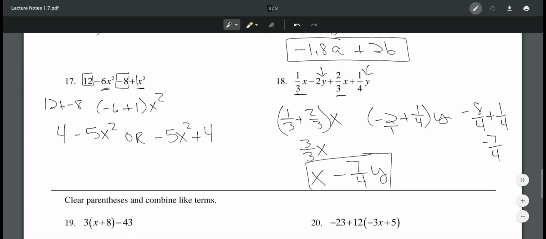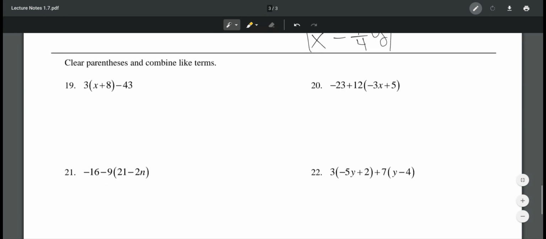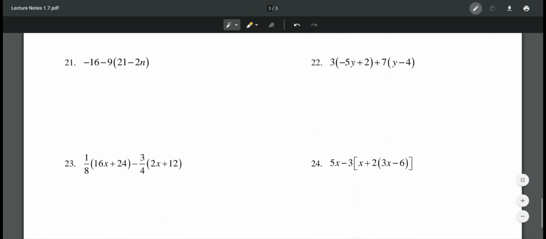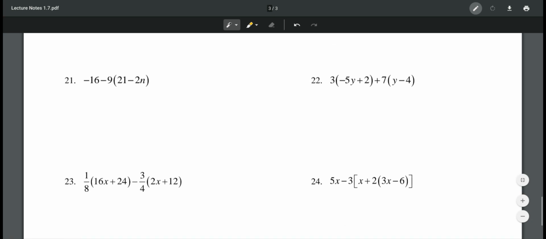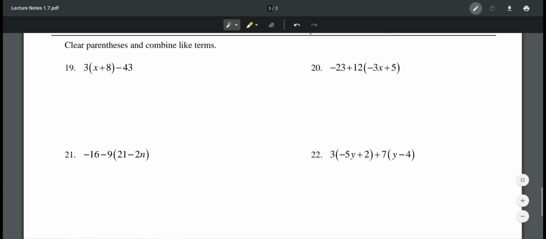Now, we're going to take this just a little bit further, and we're going to do a few more examples. I'm not going to go through each and every one of these examples. I don't think it's needed, but I will go through at least 3 of these. So I'm going to go down and I'm going to do 20, 22, and I will do 24.